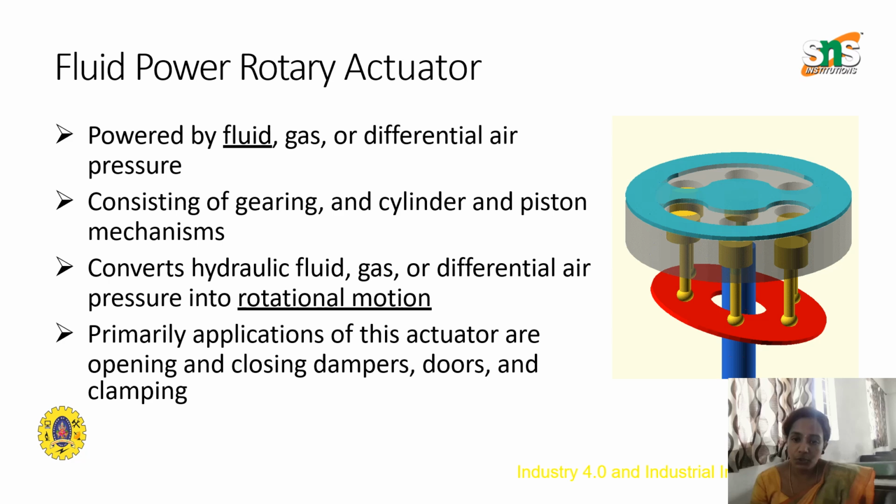Fluid power rotary actuators. The output is nothing but rotary movement. The mechanical device is powered by means of fluid, gas, or differential air pressure. That is what they are mentioning here. So it converts the hydraulic fluid, gas, or differential air pressure into rotational motion. Primarily, applications of these actuators involve opening and closing of dampers, windows, doors, shutters, very big applications where rotary movement is necessary, and also in clamping.